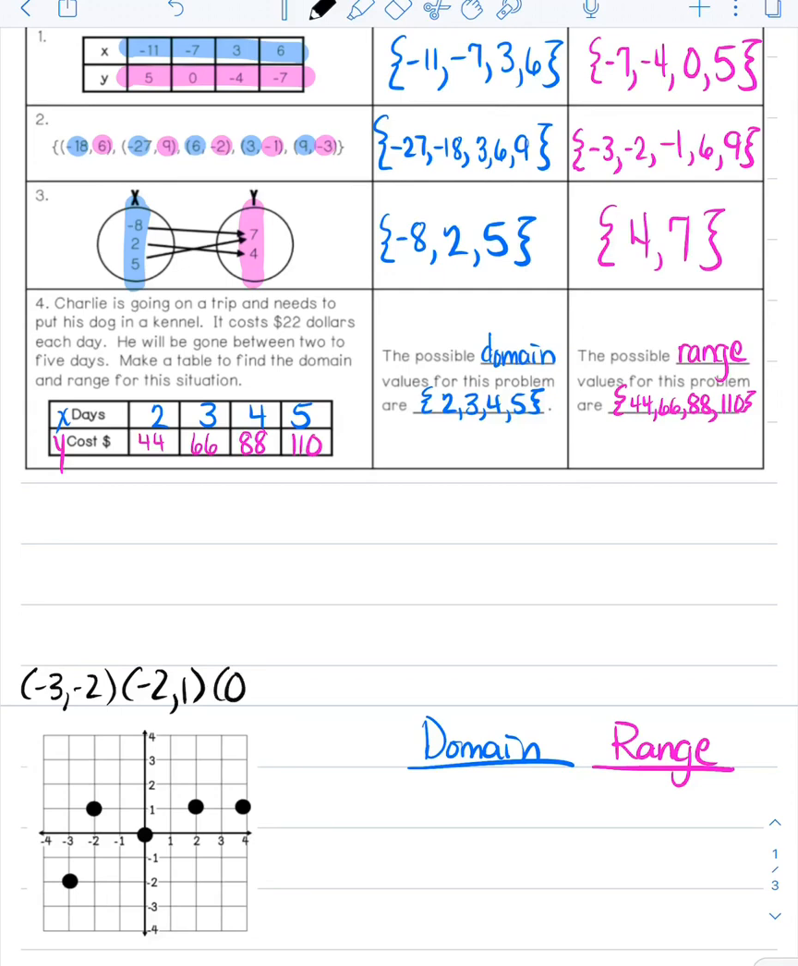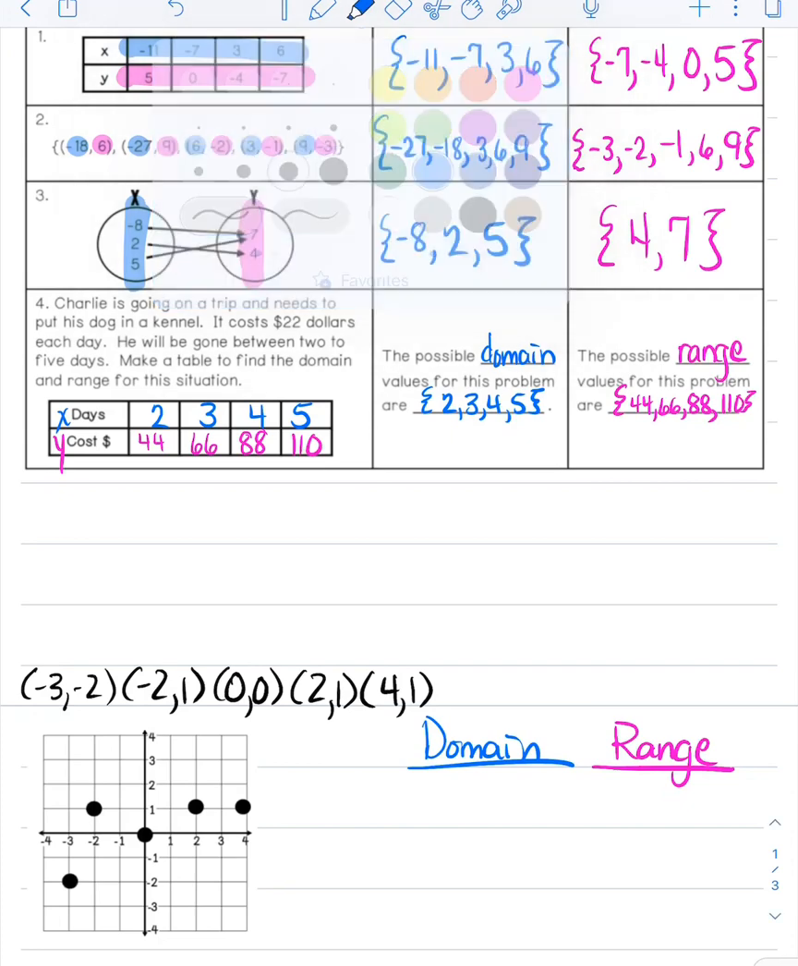I have a point at 0, 0. Then I see one at 2, 1. And the last point I see is 4, 1. So I start off by reading my distinct or discrete points. Now I do it just like I did above.